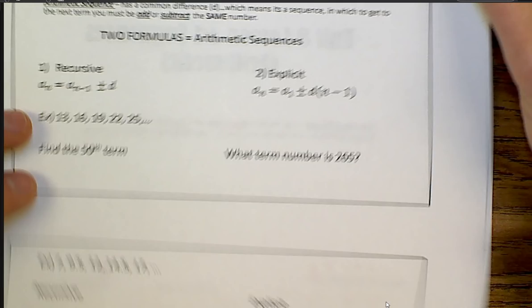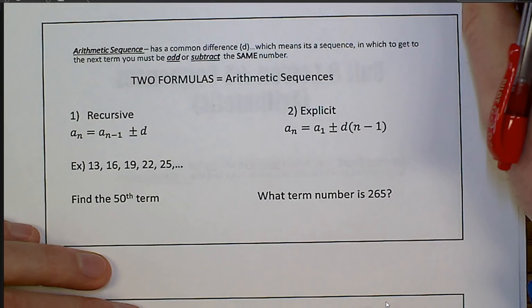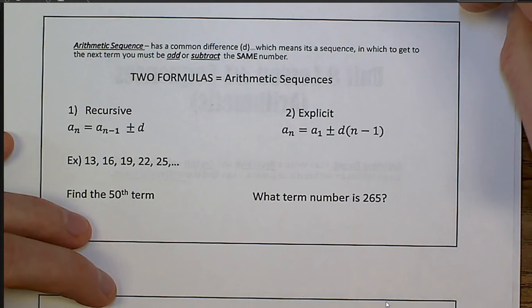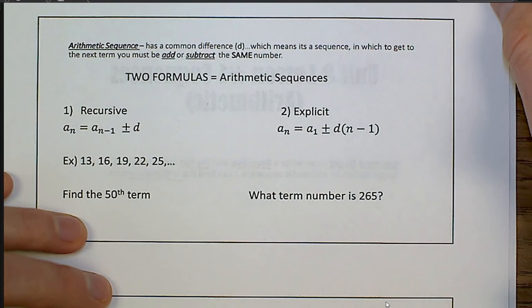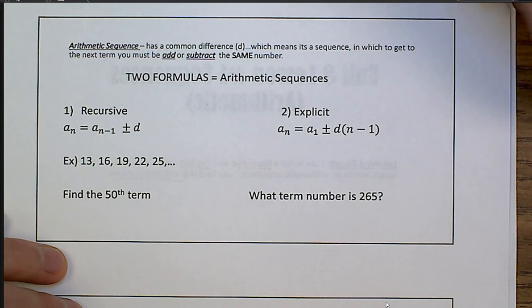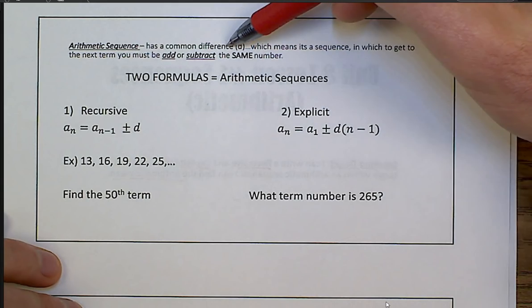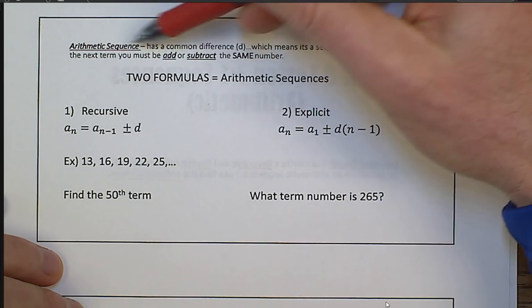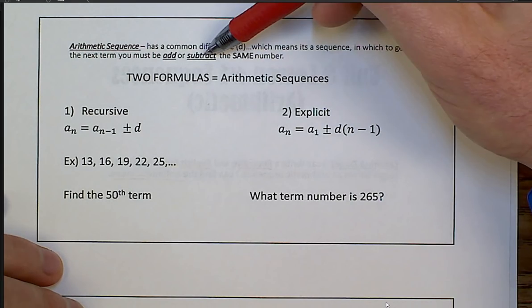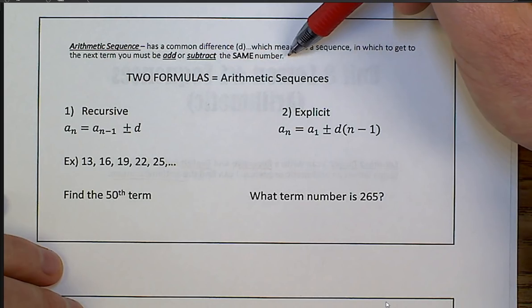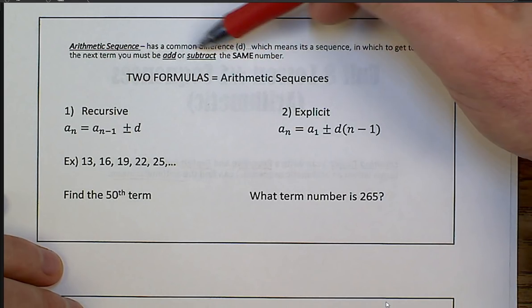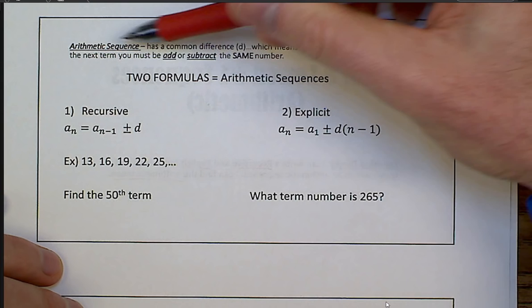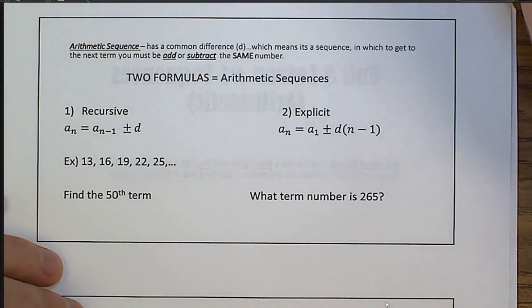So now what we're going to get into is there are two different types of sequences. There's arithmetic and geometric, and today we're just focusing on arithmetic. So you see the definition there at the top. An arithmetic sequence has a common difference. We use letter D. We call it the common difference, which means it's a sequence in which to get to the next term, you either add or subtract the same number over and over and over. So it's not multiplying, it's not dividing. An arithmetic sequence is always adding or subtracting the same number over and over and over.